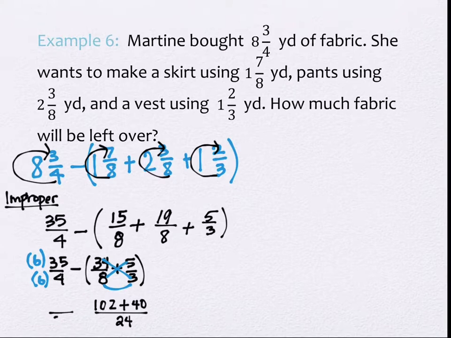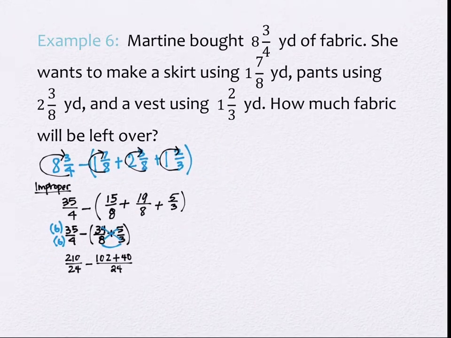So, goodness, what is 35 times 6? 210? Awesome. So, what is 102 plus 40? Yep, 142. So now I have 210 minus 142. And what is 210 minus 142? 68. So now I have 68 over 24.